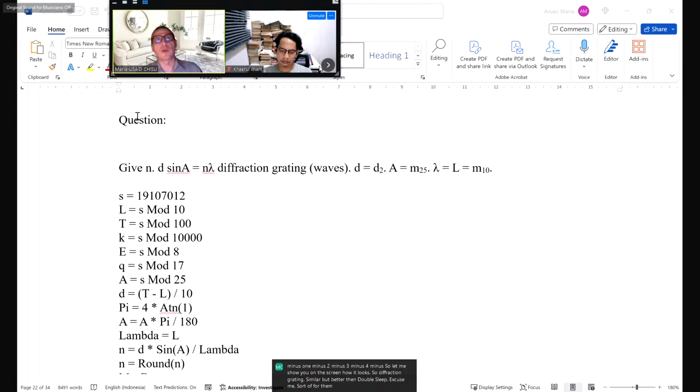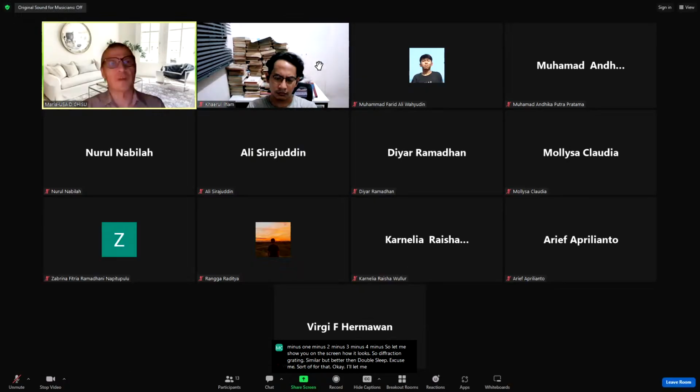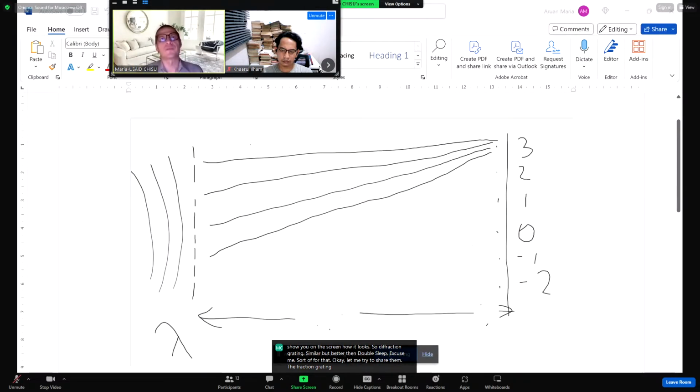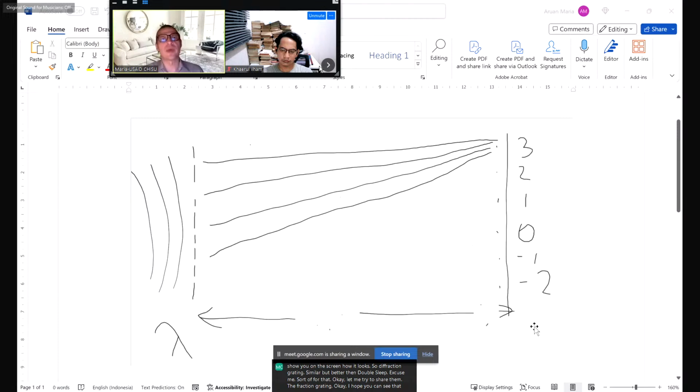Okay, let me try to share the diffraction grating. I hope you can see that. As you can see, there are many waves, and I show you maximum number 3, so bright spot number 3. There are many waves which increase each other, which strengthen each other. So you can see very bright spots, number 3, number 2, number 1, number 0, number -1, number -2, etc.